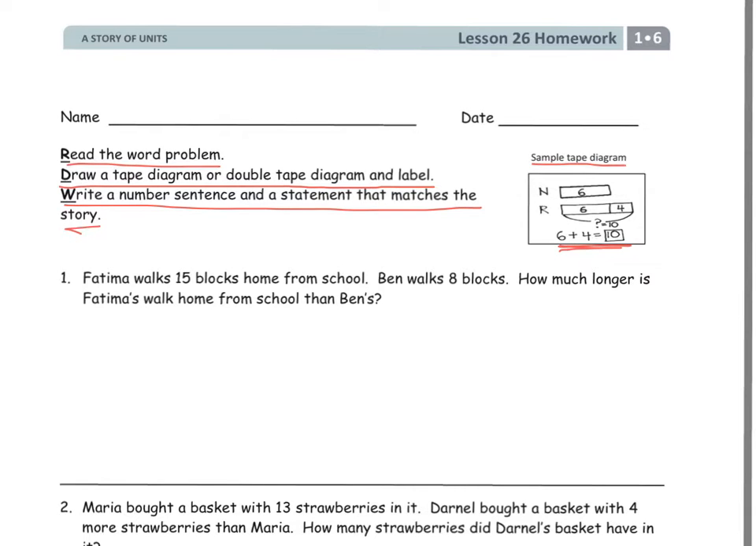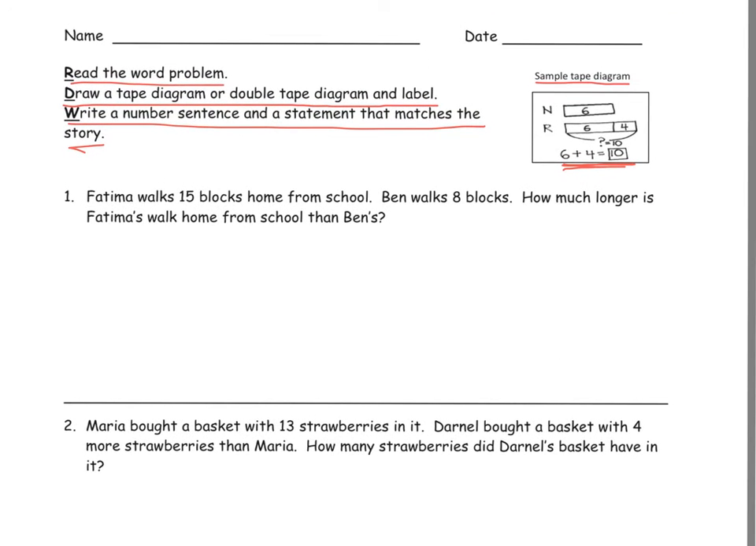So let's take a look at one and we'll read it. Fatima walks 15 blocks home from school. Ben walks 8 blocks. How much longer is Fatima's walk home from school than Ben's? So I want to put my target sentence in or my answer sentence. And there it is right down at the bottom. And it says, Fatima's walk is blank blocks longer than Ben's walk.